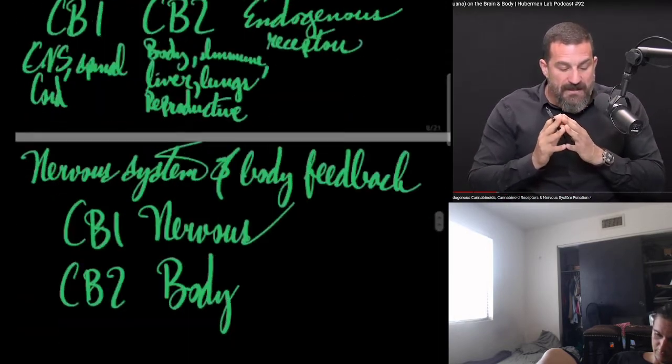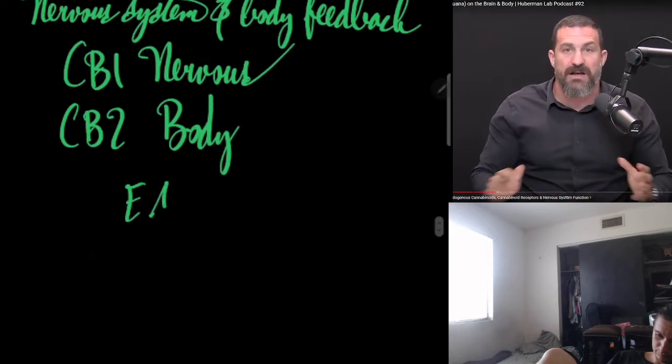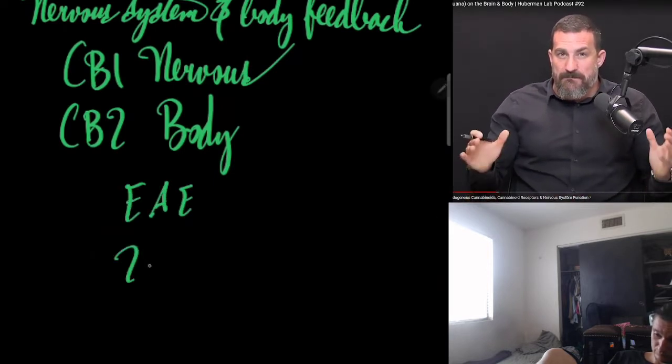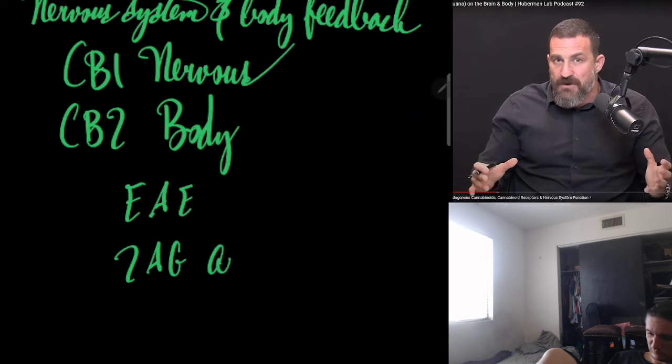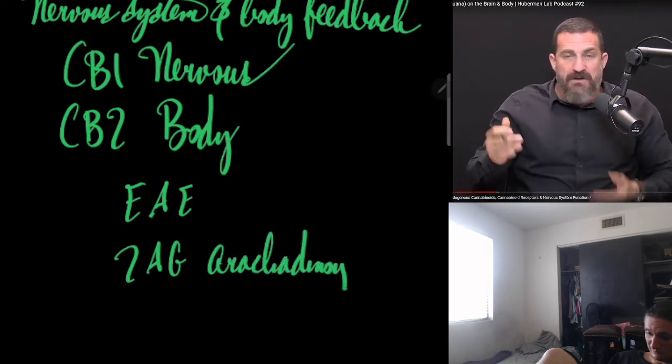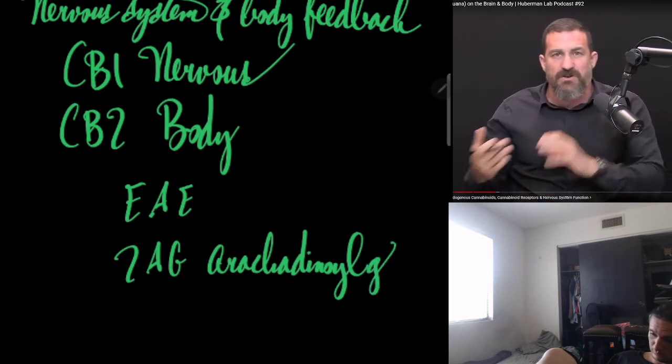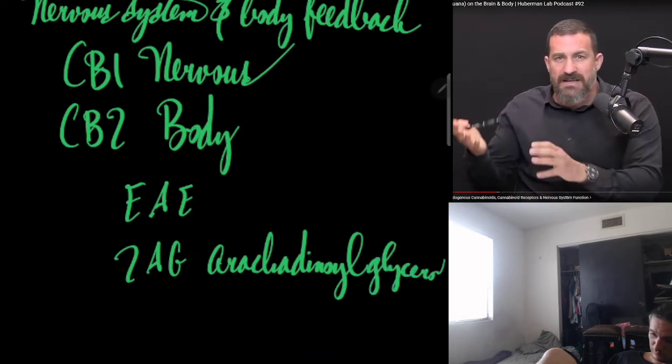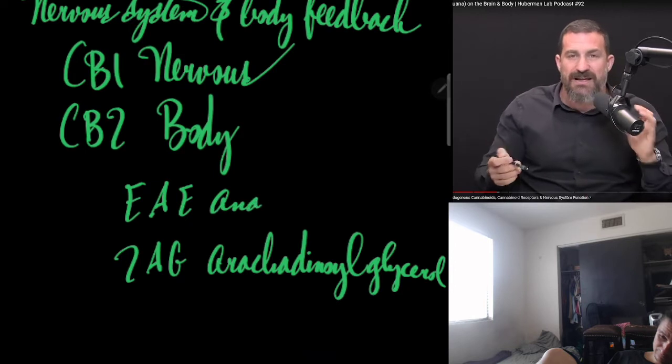But the key takeaway at this point is to really understand that the major effects of your endogenous cannabinoids on these receptors, in this particular case CB1, are very nuanced. It depends on context. It depends on which neurons. Sometimes it's increasing communication between neurons, sometimes decreasing it.